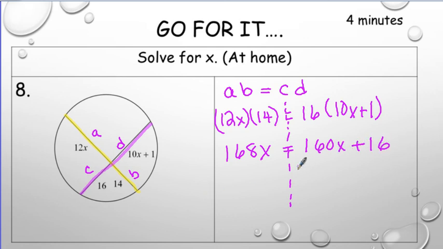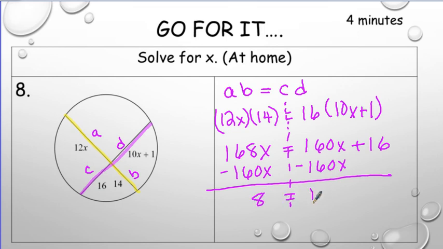Variables on the left side, constants on the right side, and if I cross over the line, I need to change the sign. So here we get 8x equals 16. Divide by 8. X is equal to 2. Alright, so we're done with that one.